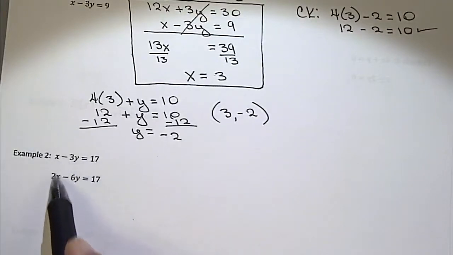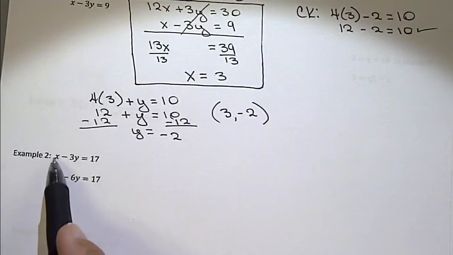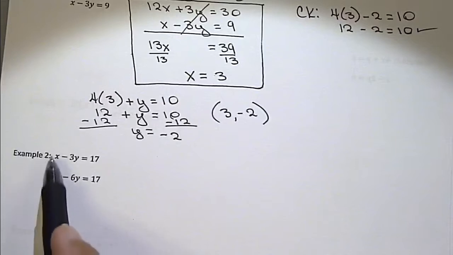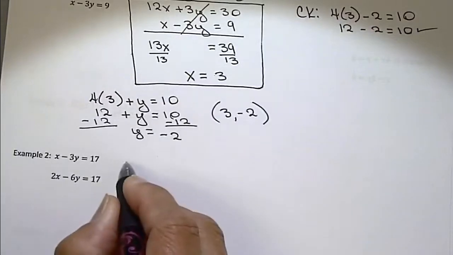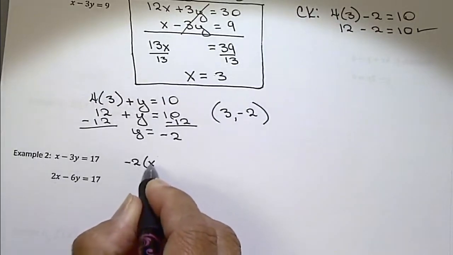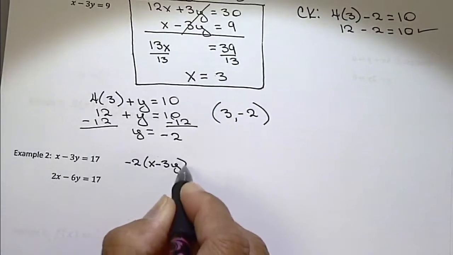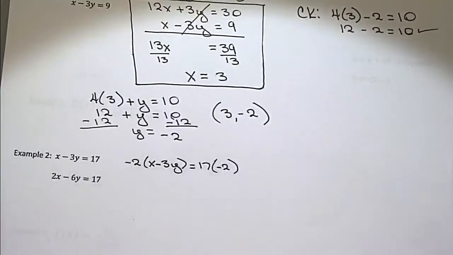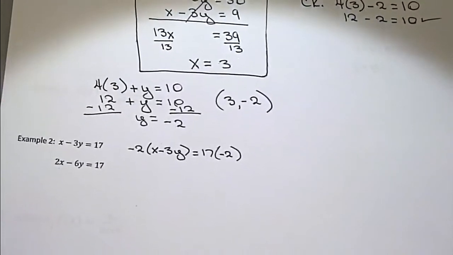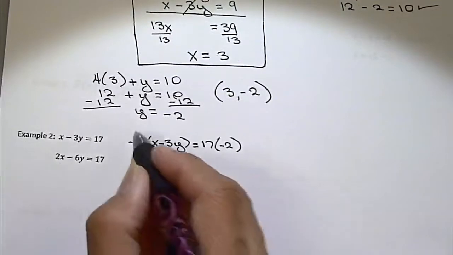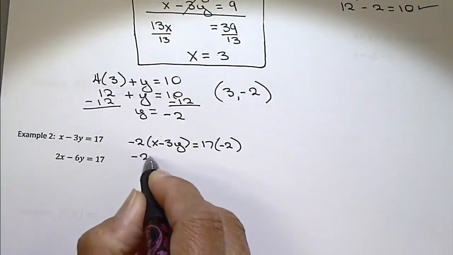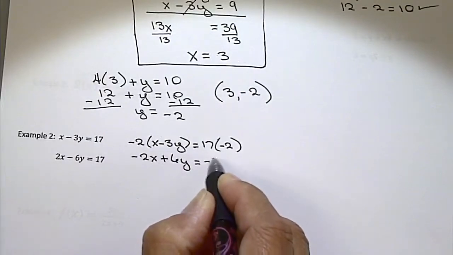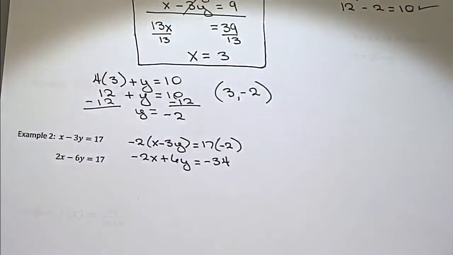I want this one to have a negative 2x, and this one has a positive 2x. That way I can cancel them. So I said negative 2 times x minus 3y is equal to 17 times negative 2, right? If I'm going to multiply one side by negative 2, I've got to multiply the other side. So let's distribute. Negative 2x plus 6y is equal to negative 34, right?